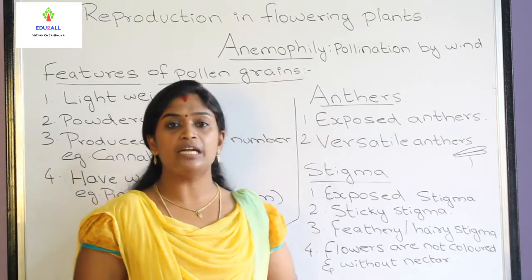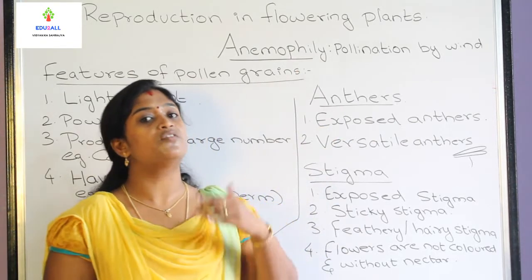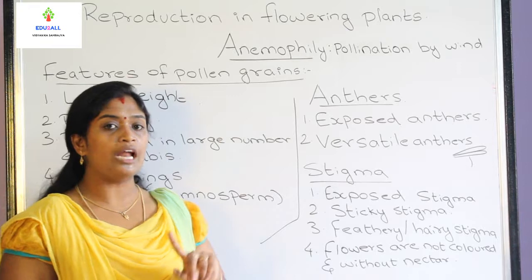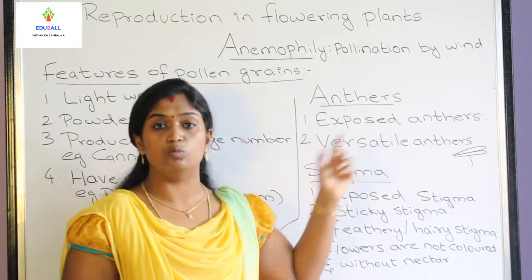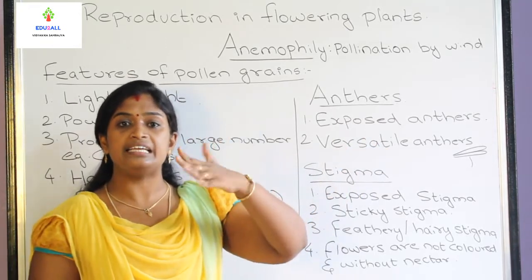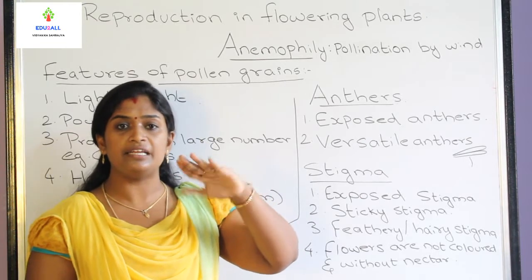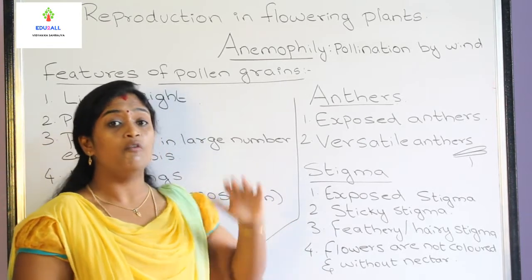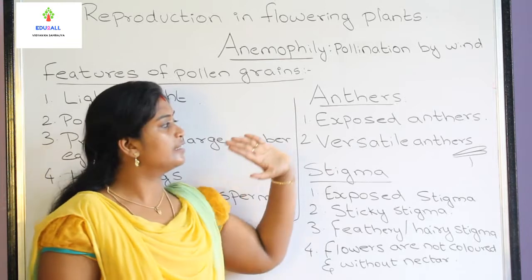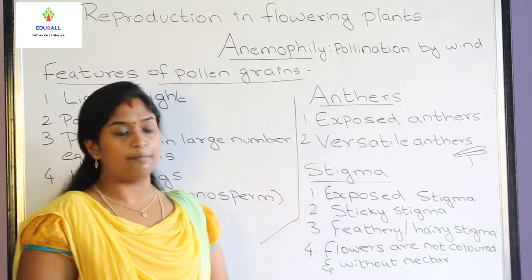The second important adaptation: we know that there are different types of anthers. One among them is the versatile anther, which is disc-like, and it can easily float, and it can be easily moved with the help of the wind. With this movement, the pollen grains will be easily carried by the wind.